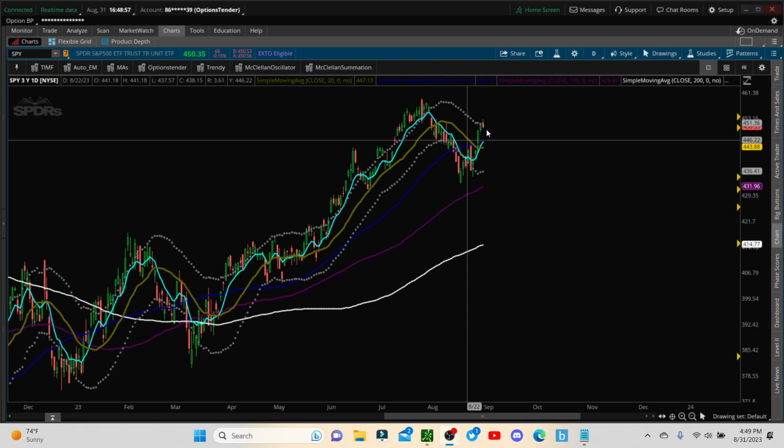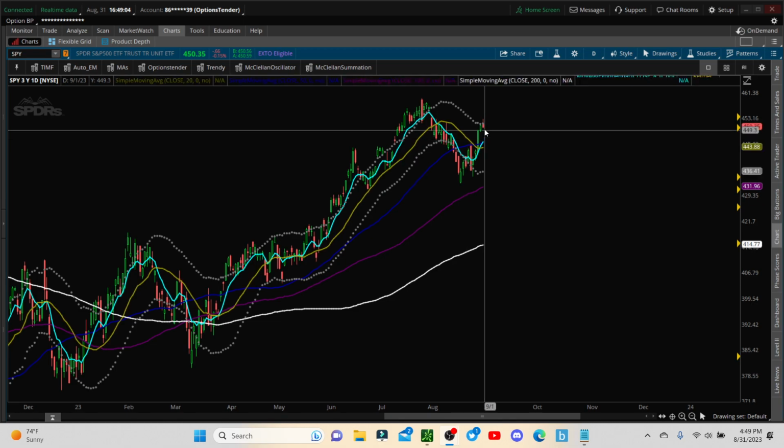I do think the top is in. Yesterday I wasn't sure if the top is in. You're never sure, but I do believe the top is in today.